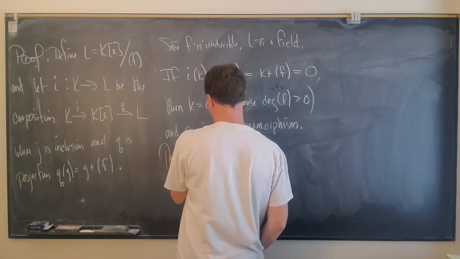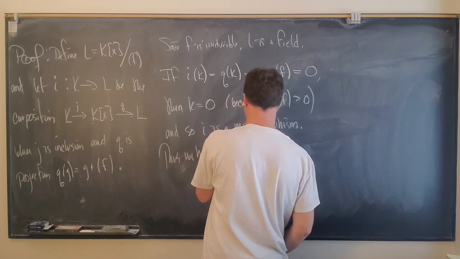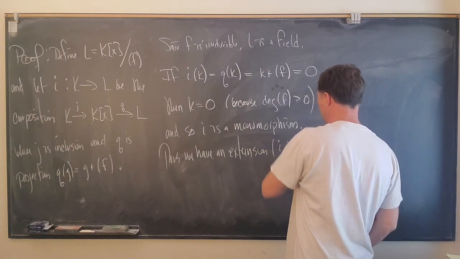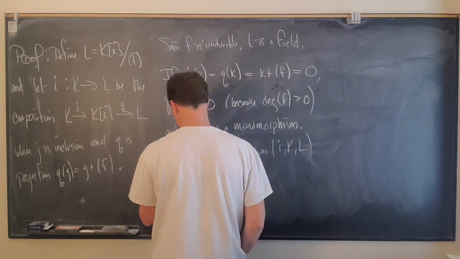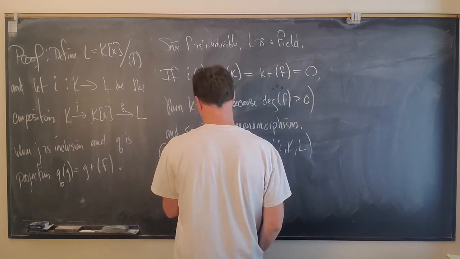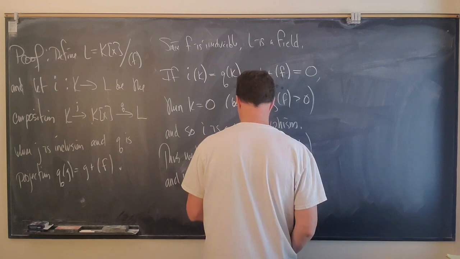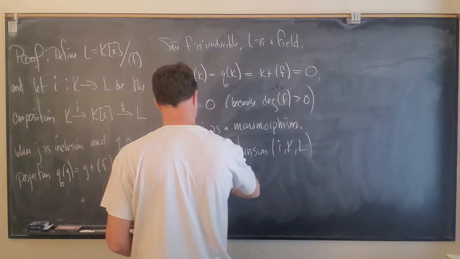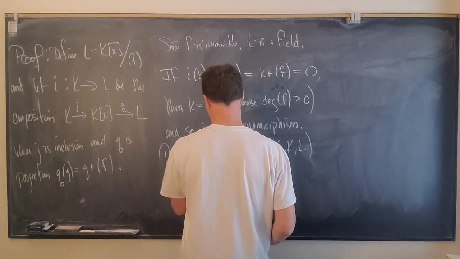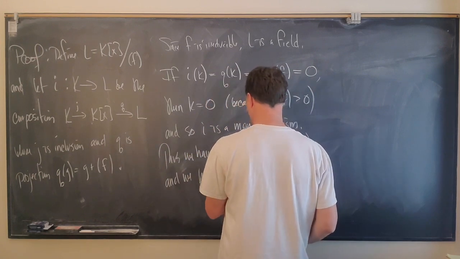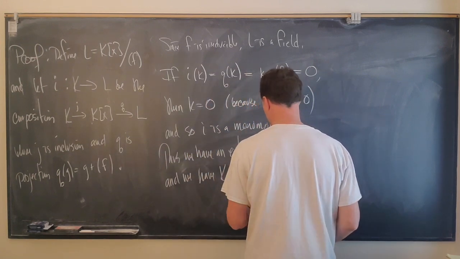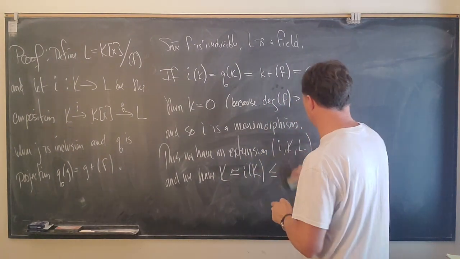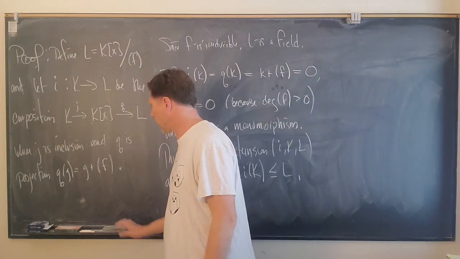Okay, so thus we have an extension, and here I'm going to use the triple notation just to make it clear. So we have I, k, L, and we have k isomorphic to I of k, which is an honest subfield of L. Okay, so that's the idea then.